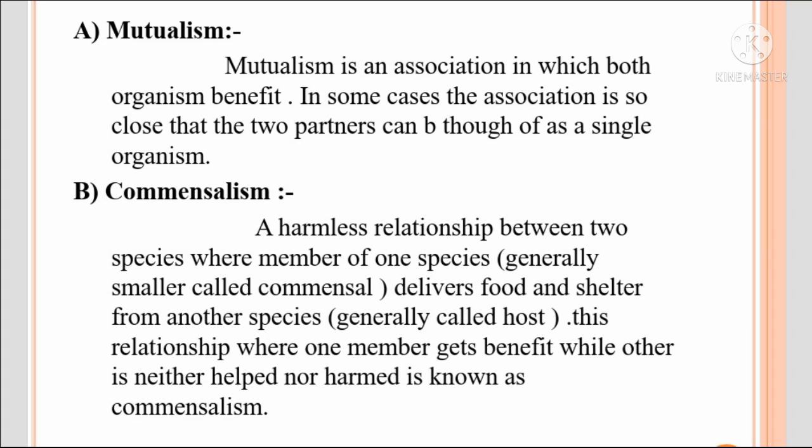Mutualism is an association in which both organisms benefit. In some cases, the association is so close that the two partners can be thought of as a single organism. Commensalism is a harmless relationship between two species where a member of one species derives food and shelter from another species. This relationship, where a member of one species gets benefit while the other is neither helped nor harmed, is called commensalism.